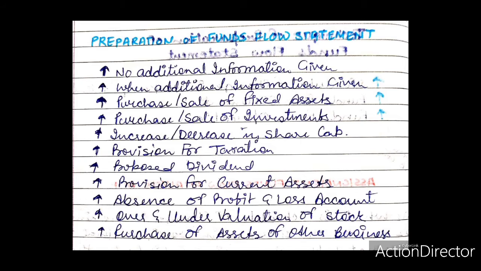Increase or decrease in share capital and long-term liabilities. Between the two balance sheet dates, an increase in share capital or long-term liabilities during the year, arising on account of a fresh issue of shares or debentures, results in a source of funds. The redemption of preference shares or buyback of equity shares or debentures is an application or use of funds, as it reduces the value of these instruments.